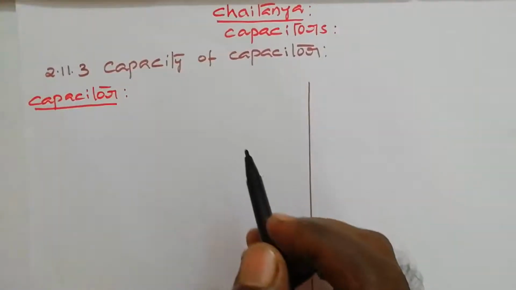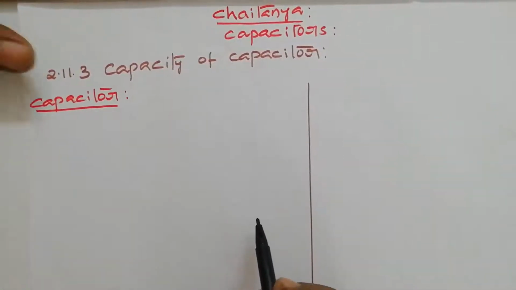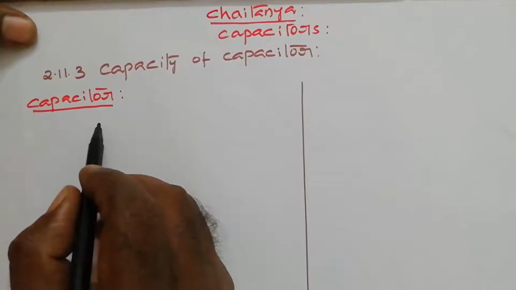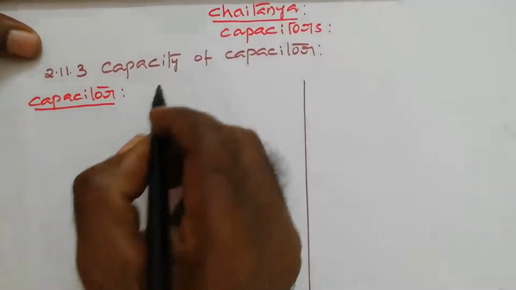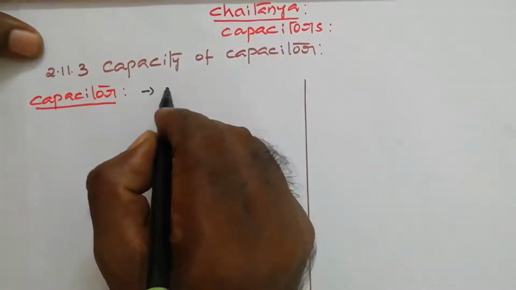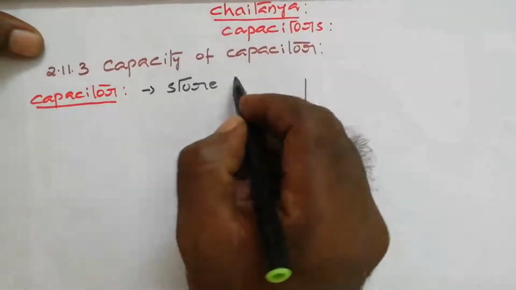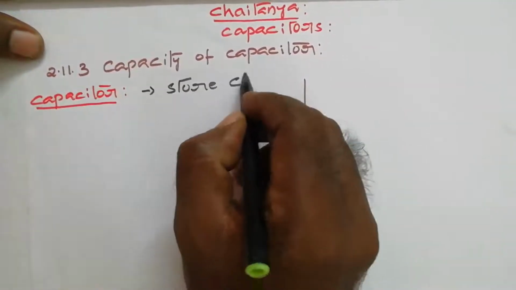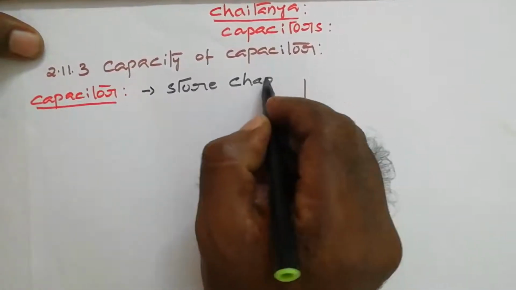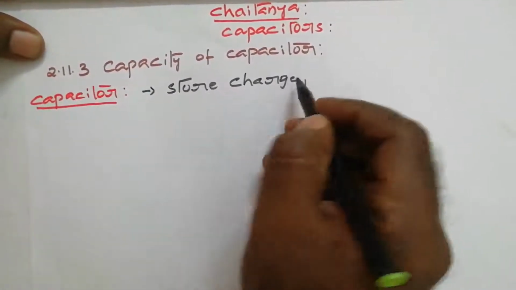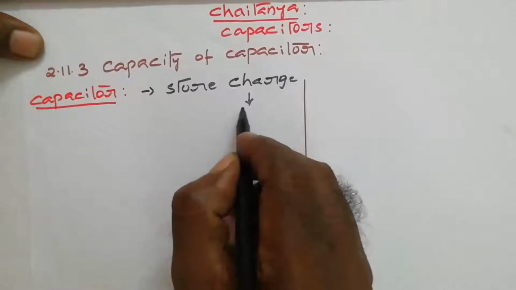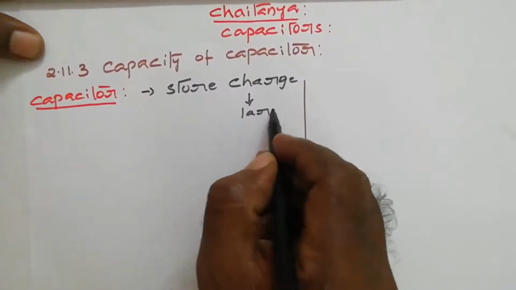Discuss the capacity of a capacitor. What is a capacitor? What is the use of the capacitor? A capacitor is a device which is used to store charge. But how much charge can the capacitor store? The capacitor can store a large amount of charge.